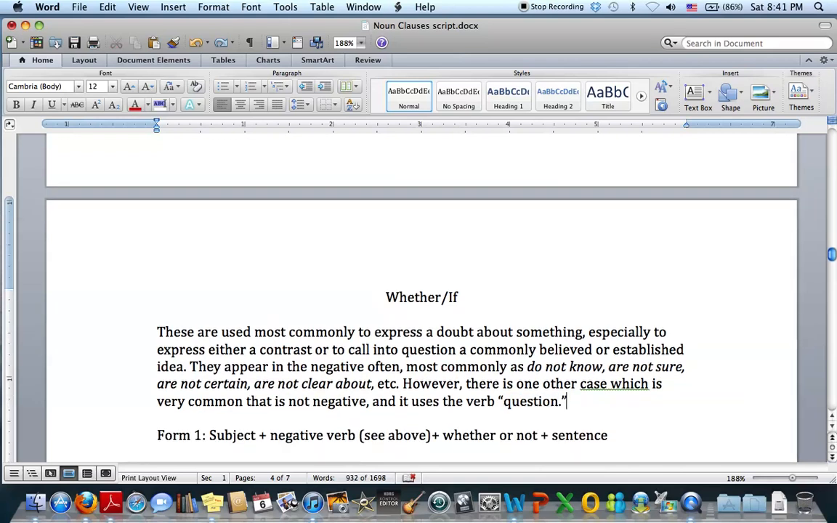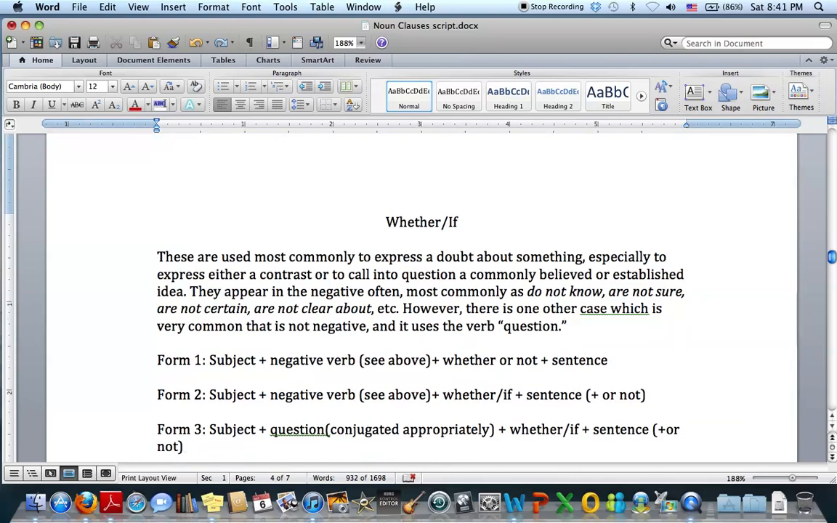All right, so let's take a look at three common forms, really quick. For form number one, we get our subject plus a negative verb, and that's going to be one of these: do not know, are not sure, are not certain, are not clear about. And again, I say are and I say do. You have to conjugate things appropriately in each situation. So regardless, we have subject, negative verb, plus whether or not, that phrase altogether, plus a sentence that comes after it. Another way of doing it, subject plus negative verb, exactly the same so far, plus whether, or we could also choose if. Either one. We can't put both of them together, but I could choose either one. And then we could put a sentence after it, and we can add or not afterwards. We don't have to, but we can.